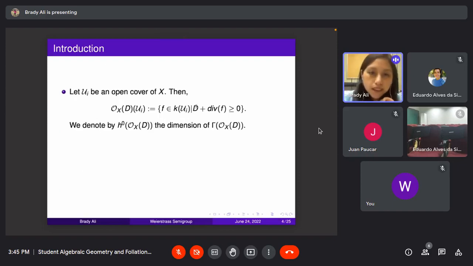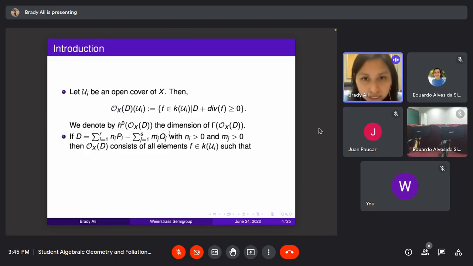Now I'm going to define this sheaf. If we have an open cover of X, then we define the sheaf O_X(D) as the rational functions f such that D plus the divisor of this rational function is greater than or equal to 0. And I'm going to denote by h^0(O_X(D)) the dimension of the global sections of this sheaf.